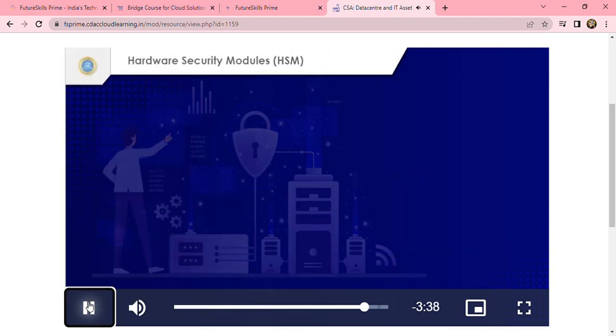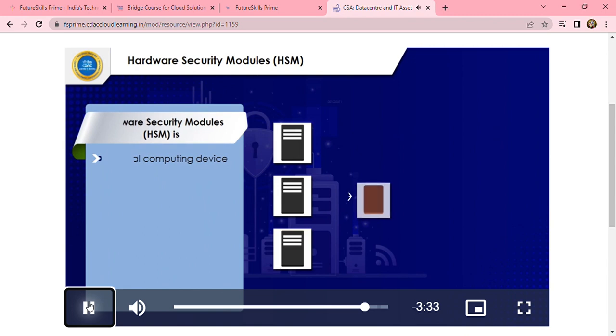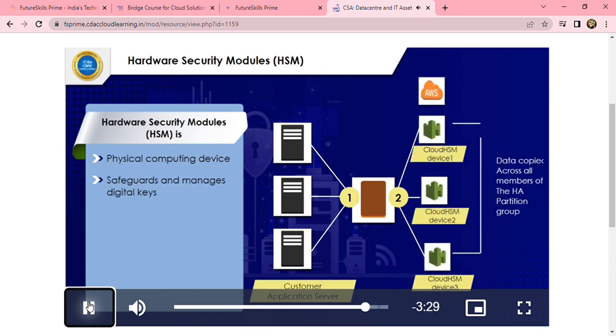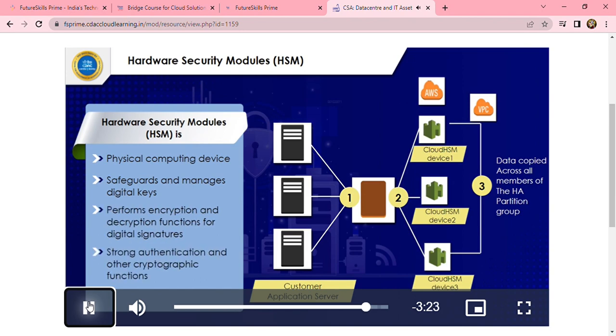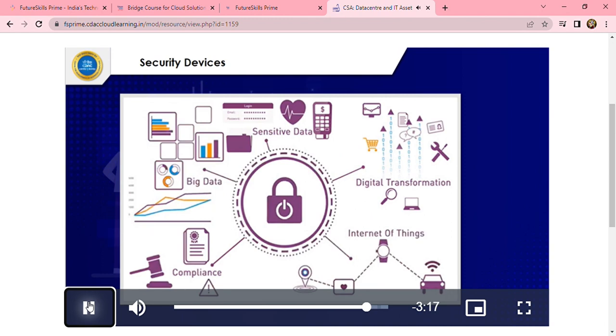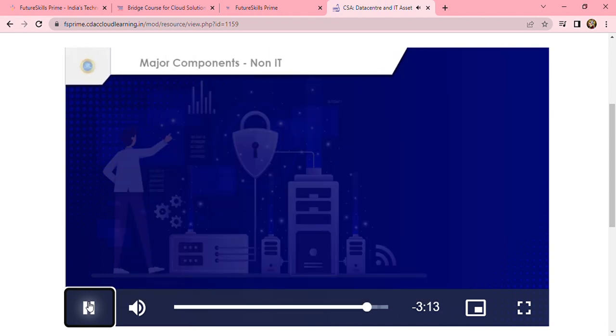A hardware security module, HSM, is a physical computing device that safeguards and manages digital keys, performs encryption and decryption functions for digital signatures, strong authentication and other cryptographic functions, big data, sensitive data, digital transformation, Internet of Things and compliance. These are non-IT components used in data center.